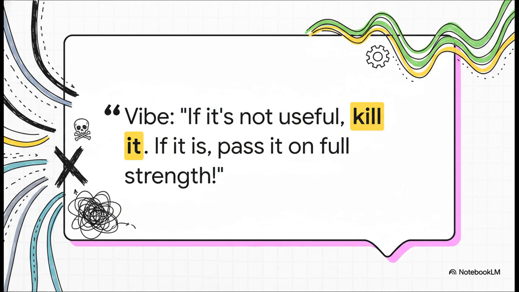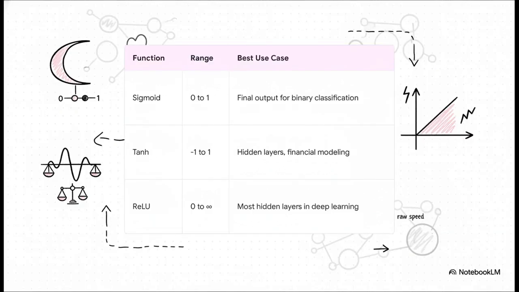But if the input is positive, it says, go for it, and passes it through completely unchanged. This brutal simplicity is its superpower. It makes it so fast. So let's just quickly recap the main takeaway here.